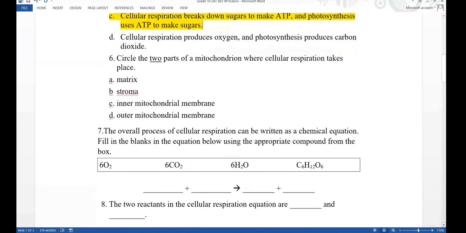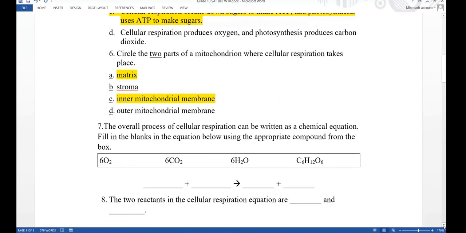Circle the two parts of the mitochondrion where cellular respiration takes place. Is it matrix, stroma, the inner mitochondrial membrane, or outer mitochondrial membrane? Matrix, A and C. Remember. Very good. It is A, the matrix, and C, the inner mitochondrial membrane, wherein the electron transport takes place. Excellent. Number 7, the overall process of cellular respiration can be written as a chemical equation.